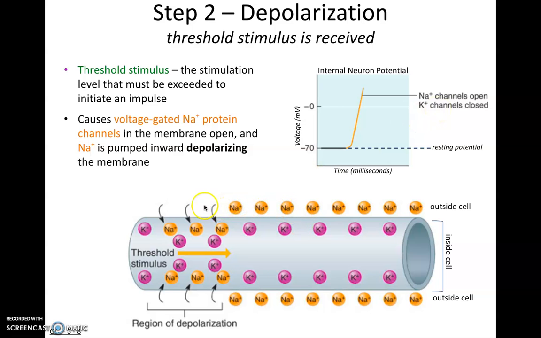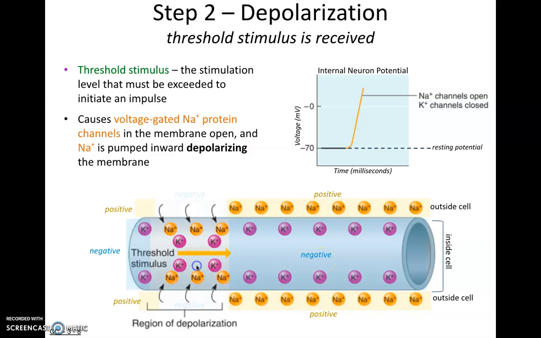So now we have all these positively charged sodium ions that were outside of the cell because they were pumped out via the sodium-potassium pump, but now, since their voltage-gated protein channels have opened, they rush into the cell along with that threshold stimulus. So before that stimulus, we still have that positive, negative, positive pattern that we saw during rest. And before we've reached the threshold, still positive, negative, positive, because we have that unequal distribution.